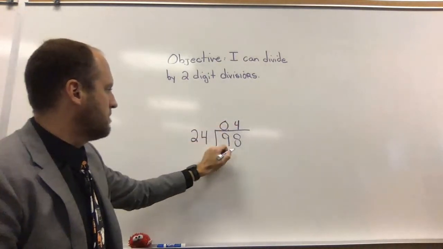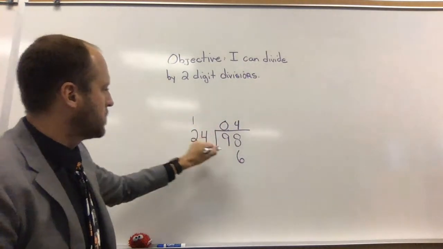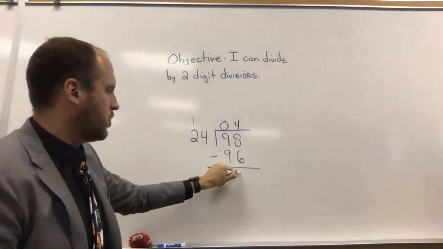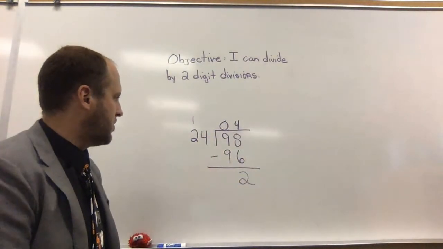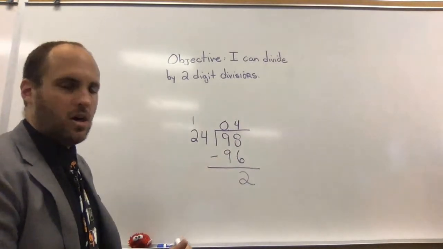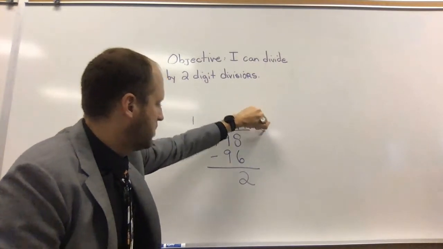So let's see, 4 times 4 is 16. 2 times 4 is 8, plus 1 is 9. And that worked out perfectly because when I subtract, I only have 2. There's nothing else to bring down. 2 is way smaller than 24, and I have a remainder of 2.